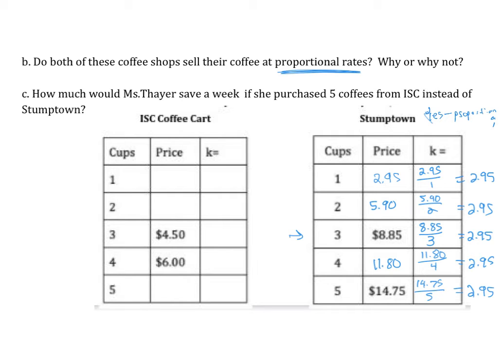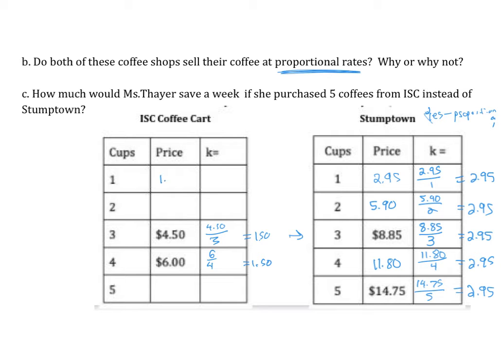And we'll do that same process for the ISC coffee cart. We'll say $4.50 divided by 3 is $1.50. And we'll check for 4. So what's 6 divided by 4? That is also $1.50. So these have the same K, so they are a proportion. So we can go ahead and start calculating the rest of them.